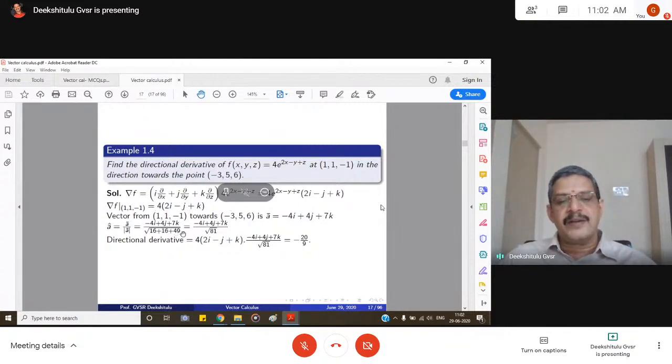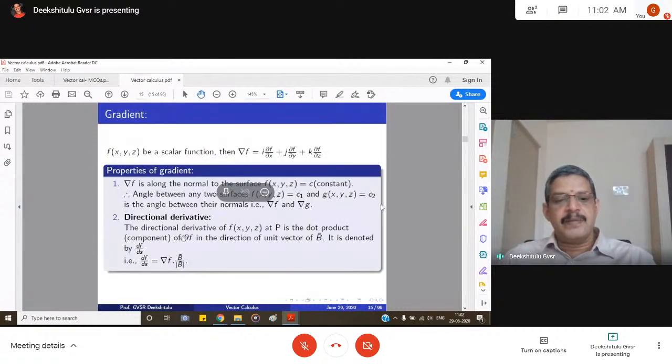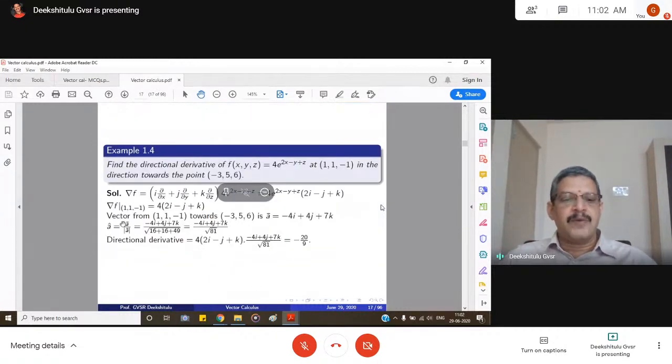And then we need to calculate b bar now. b bar is the vector connecting (1, 1, −1) and (−3, 5, 6). So that is given by (−3−1), (5−1), (6−(−1)), that is −4i + 4j + 7k. And what is b bar by mod b bar? Mod b bar is the square root of 16 + 16 + 49, the magnitude of the vector; dividing by the magnitude gives you the unit vector. So (−4i + 4j + 7k)/9, since 81 comes out to be 9 squared.